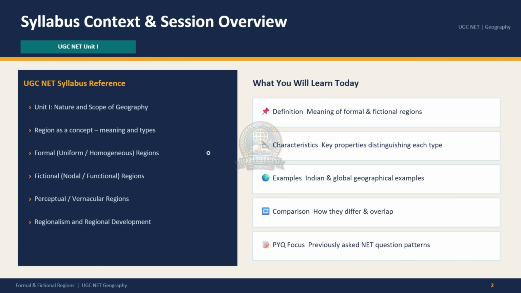Okay, let's start. In this class, we are going to learn the definition and meaning of formal and functional regions, characteristics, key properties distinguishing each type, examples, Indian and global geographical examples, comparison, how they differ and develop, overlap, and PYQ focus, previously asked NET question patterns.